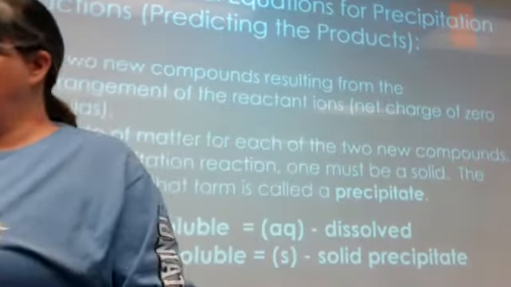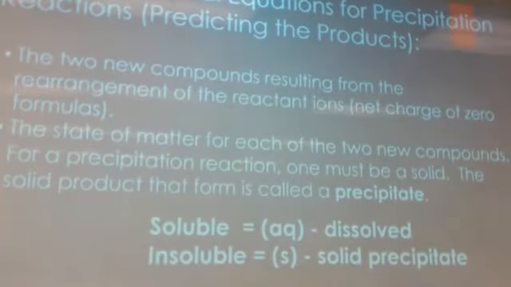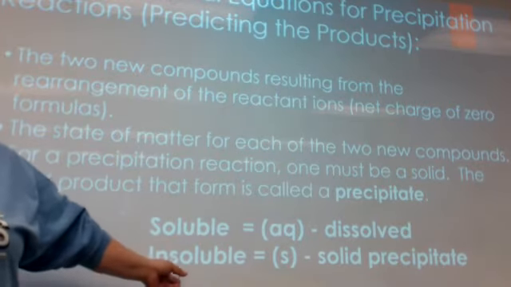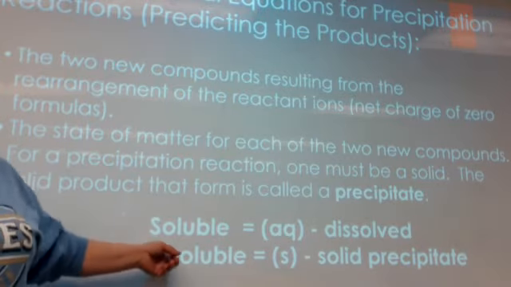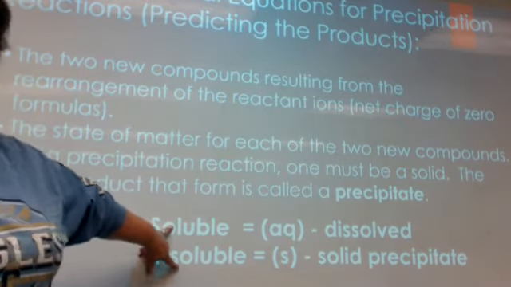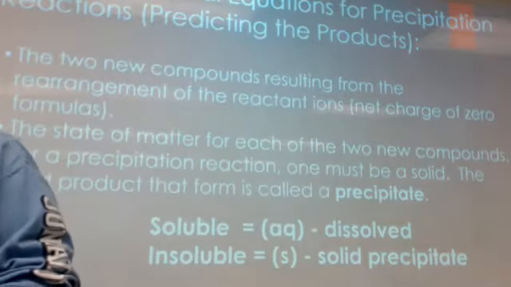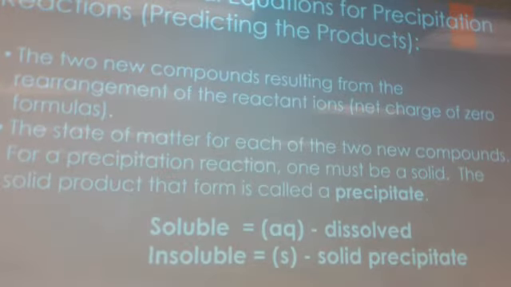We are now going to learn how to predict the actual products of a double replacement reaction when all we are given are the reactants. We talked about the terms soluble and insoluble, and we learned how to use the solubility rules. We will be using solubility rules to predict the states of matter of the products in double replacement reactions.